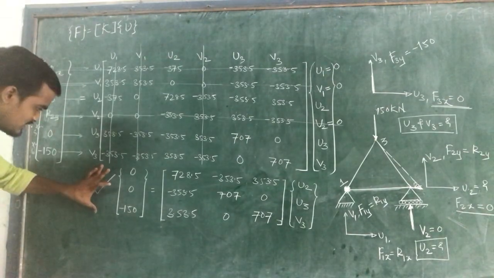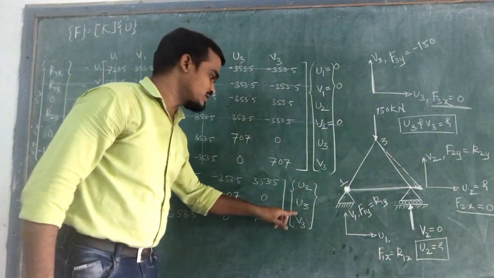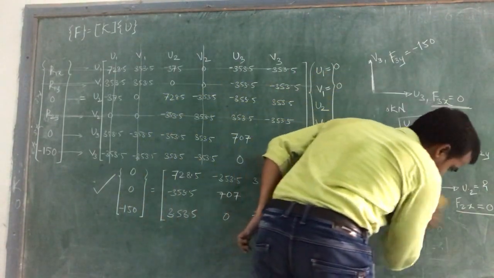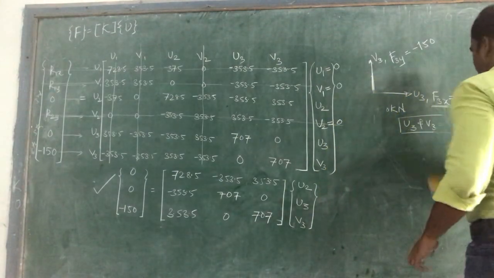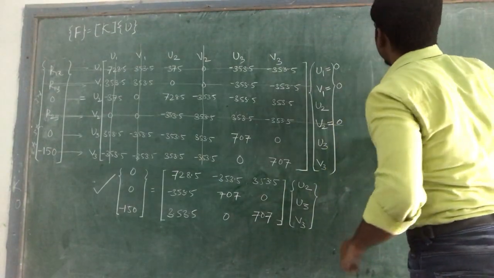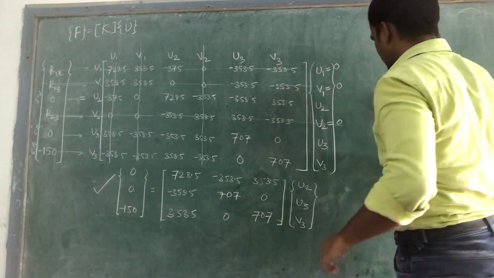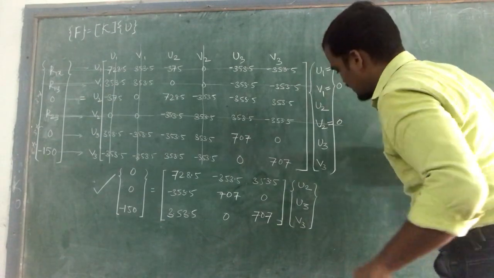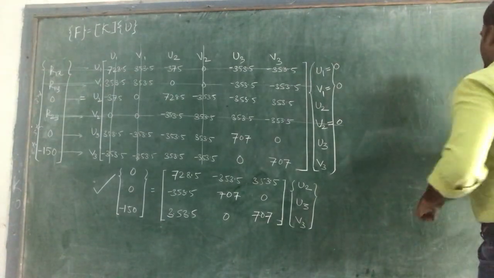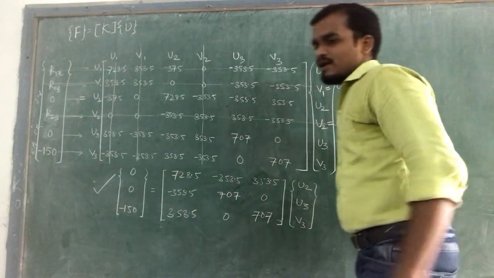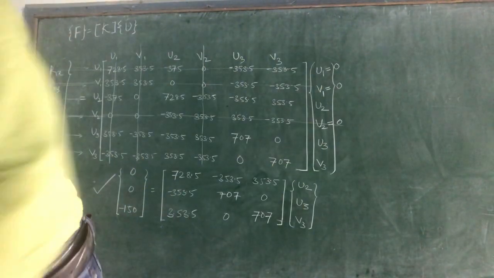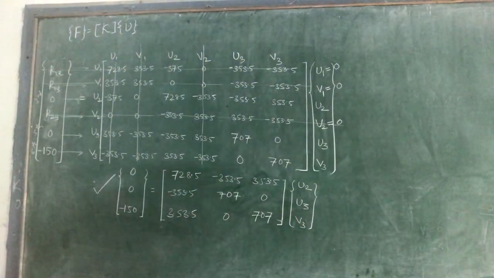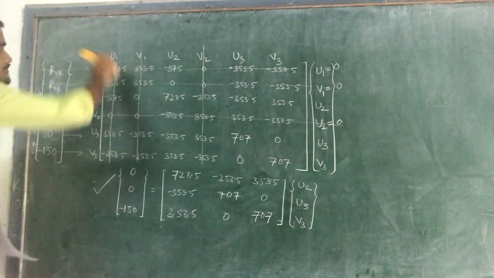So by solving these 3 equations, you will get u2, u3 and v3. So how to solve this equation? By using Gauss elimination, or you can directly solve it by using your calculator in 3 unknown parameters. In your calculator, there is an option in equations to find out 3 unknowns by using 3 equations. So you can directly put all these values in your calculator and you will get the final answer as the displacements.